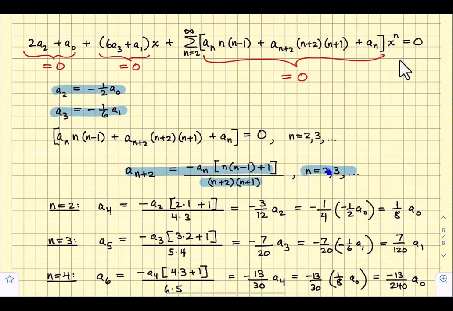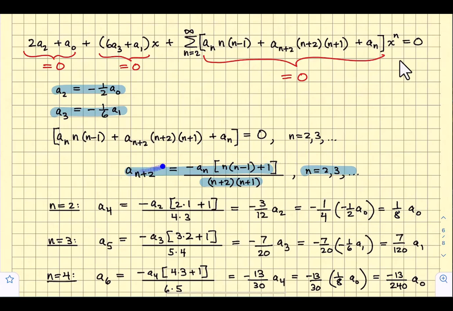Let's just start with plugging in n equals 2 into here. If we plug n equals 2 into this, we get a4 equals minus a2 times 2 times 1 plus 1 all over 4 times 3. That's what we have here. And so this just gives me a minus 3 over 12 a2. That's a minus 1/4 times a2, but I know that a2 is minus 1/2 a0. So I'll put that in for a2, and when it's all said and done, I get that a4 is 1/8 a0. I don't know anything about a0. That's the best I can do, so I leave it like this.